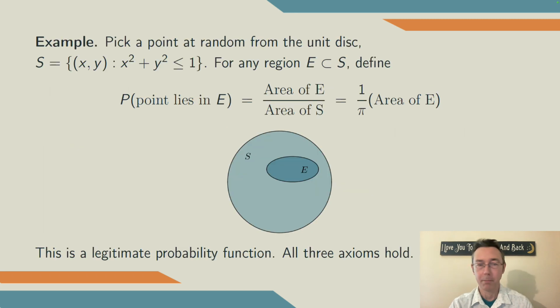One final example that's a little bit different from either of those other two. We have the unit disk, basically all the points within 1 unit of the origin, and we're going to pick a point at random. For any region E inside of that set, we're going to define the probability that the point lies in the subset E to be the area of E divided by the area of S. And since that unit disk has an area of pi, this probability turns out to be the area of E divided by pi. And you can check, and in fact I recommend that you do check, that all of the axioms of a probability function hold here.